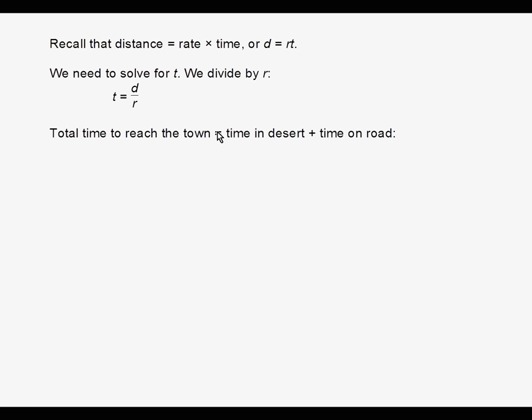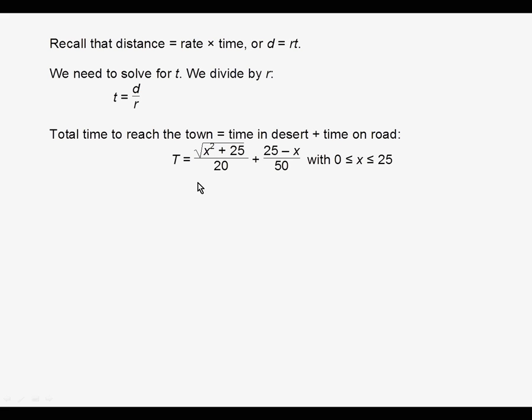So the time to reach the town is the time in the desert plus the time on the road. Call it capital T for time. In the desert, it was the square root of x squared plus 25 from the Pythagorean theorem, and she can drive 20 miles per hour. On the highway, it was 25 minus x, and she travels 50 miles per hour. And here's our restriction on x: it's between 0 and 25.